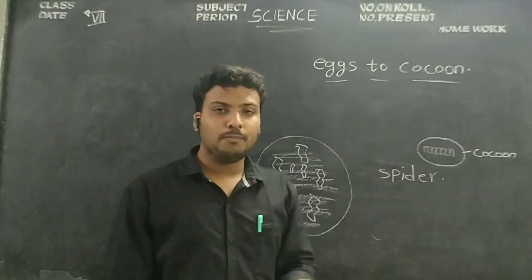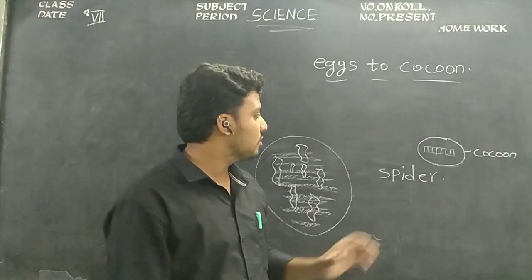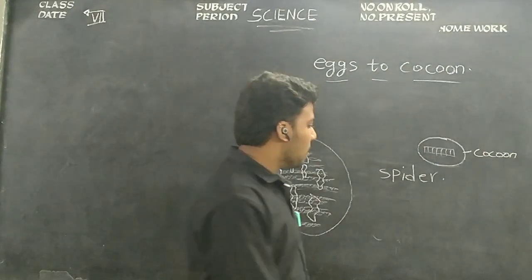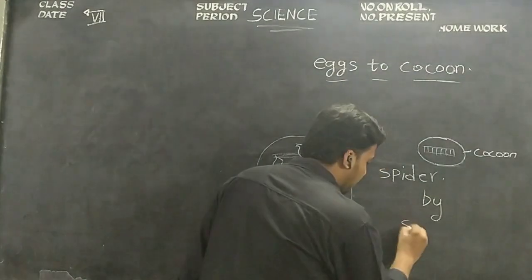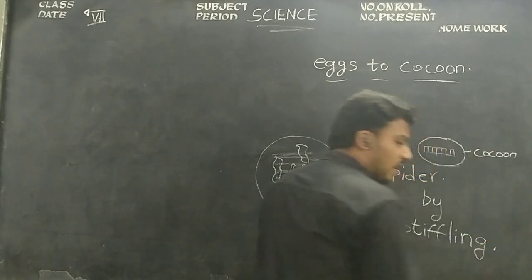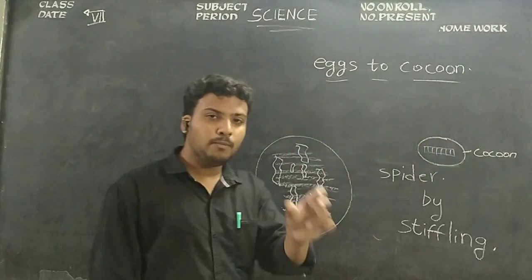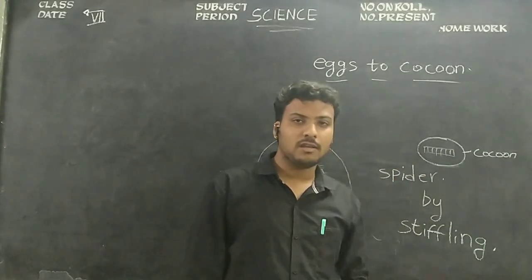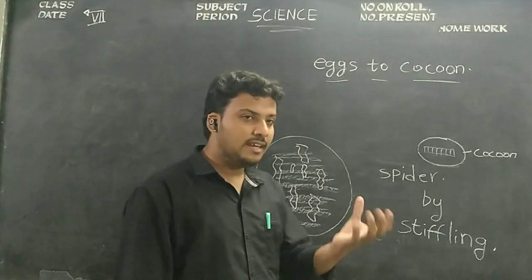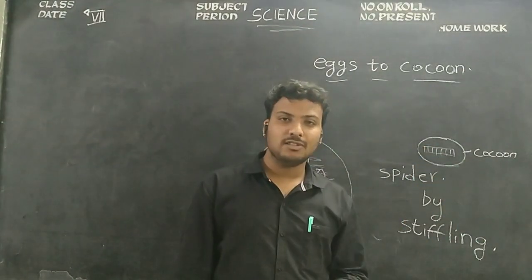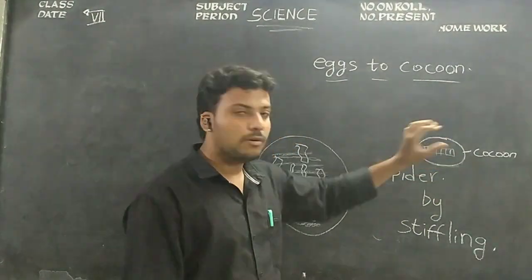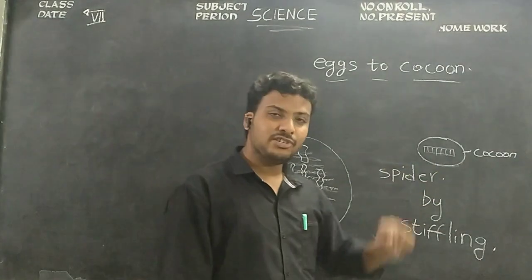So if we want to obtain good quality silk, we need to kill the larva which is present in the cocoon by a process called stifling. If there is a cocoon with you, you can simply drop that cocoon in hot water and stifle it for 15 minutes, children. By the heating, the larva which is present in the cocoon gets killed. So we will obtain good quality silk fiber, children.